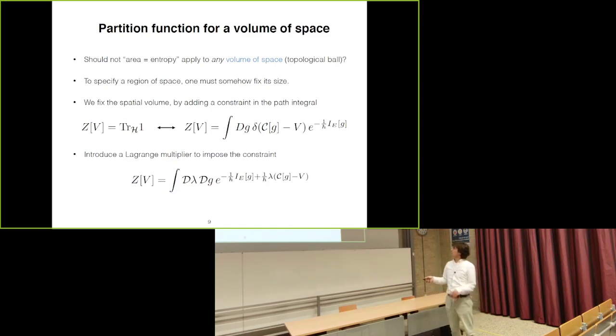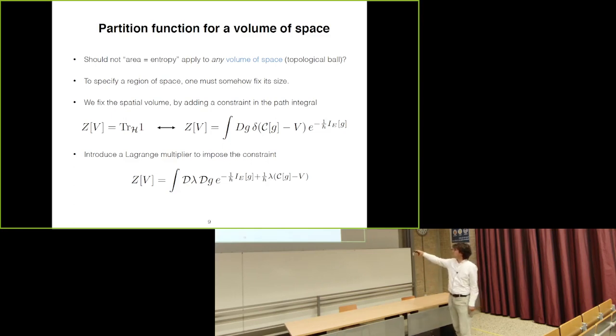And as I already mentioned, in order to talk about a finite region, we have to somehow fix its size. And one thing we thought about is fixing the area, but that didn't work. And so what we did is we fixed the spatial volume of our spatial region. And so we impose an extra constraint in the path integral that fixes this volume V.